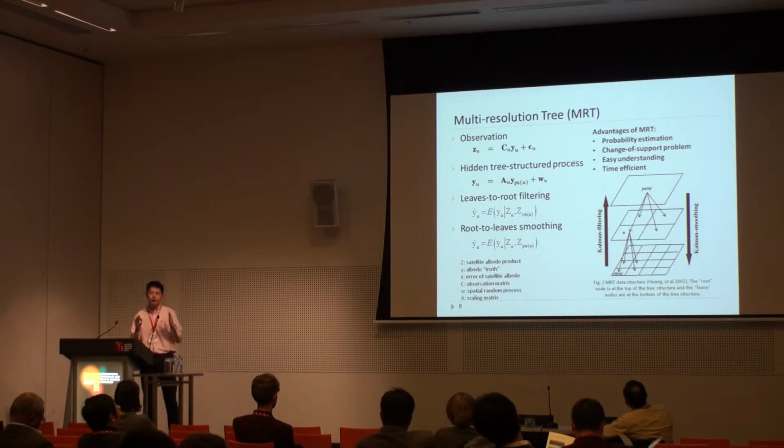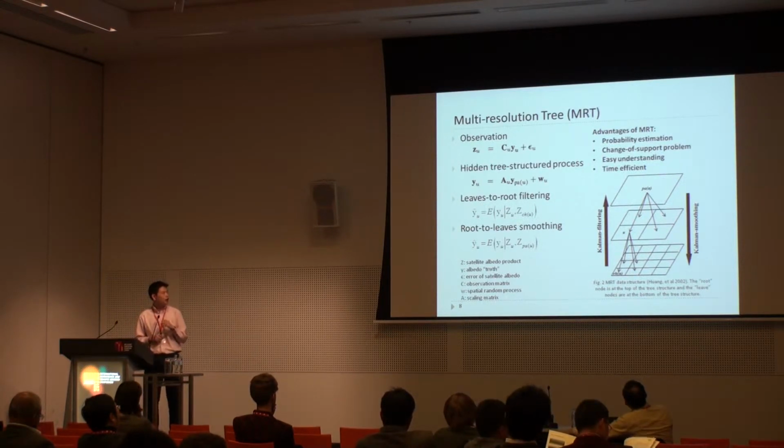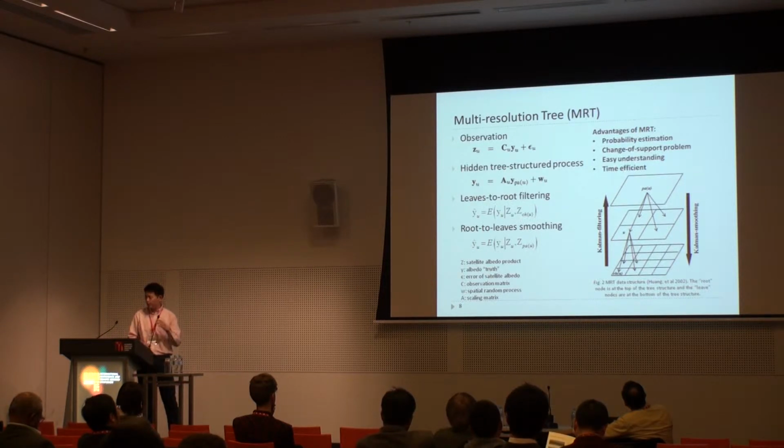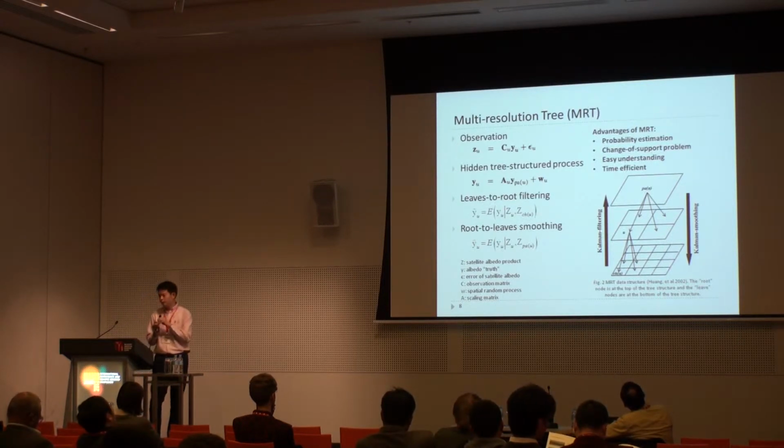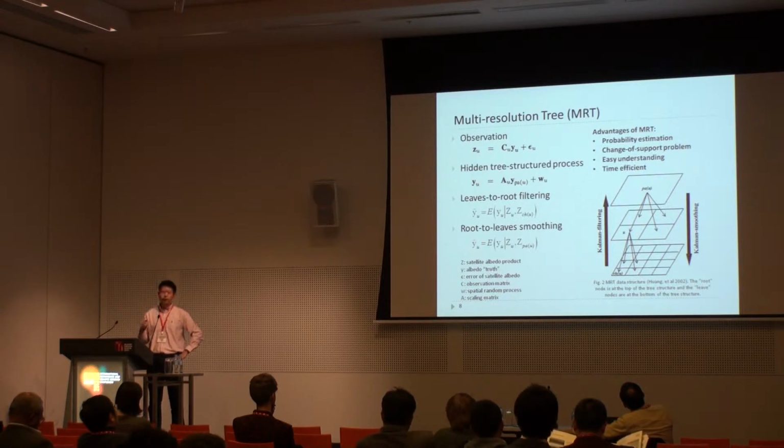So there are two major kinds of procedures involved. The first one is the Kalman filtering from the finest resolution to the coarsest resolution data to mainly fill the gaps. The second step is the smoothing, from the coarsest resolution to the finest resolution. So they are organized as a Markov chain, which indicates that the data at a tree level is only relevant to its immediate parent node and leaf node.